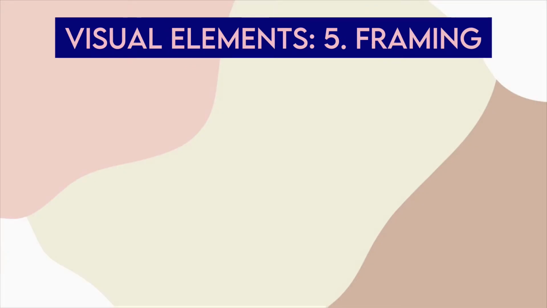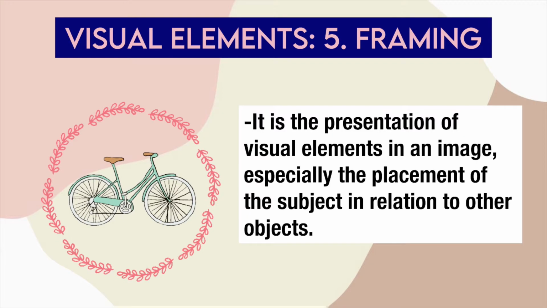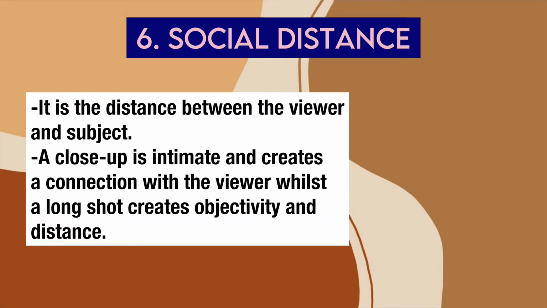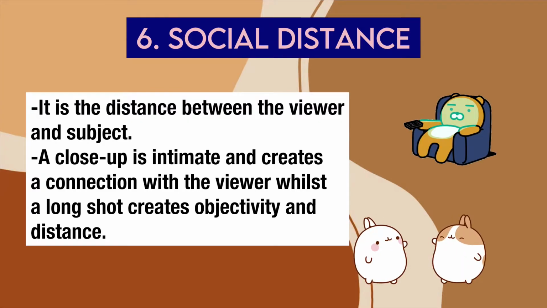Number 5, framing. It is the presentation of visual elements in an image, especially the placement of the subject in relation to other objects. And last, number 6, social distance. It is the distance between the viewer and subject. A close-up is intimate and creates a connection with the viewer, while a long shot creates objectivity and distance.